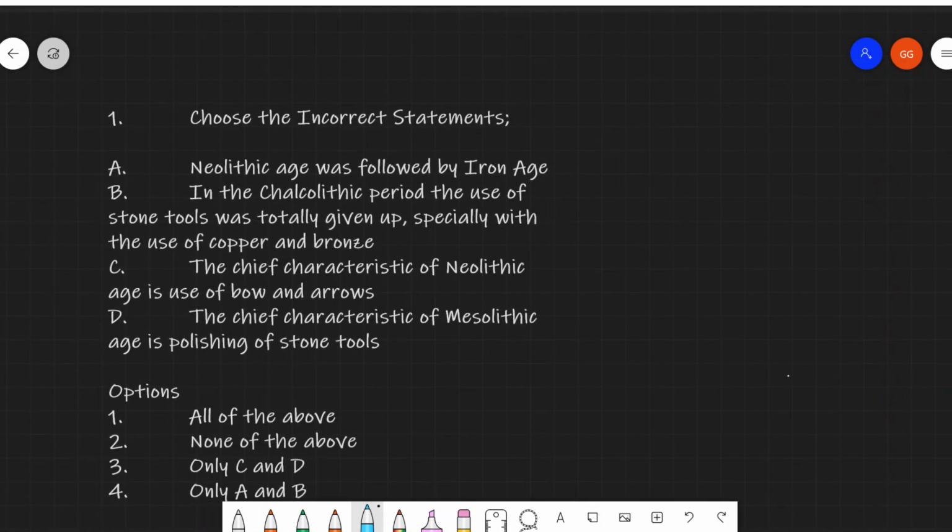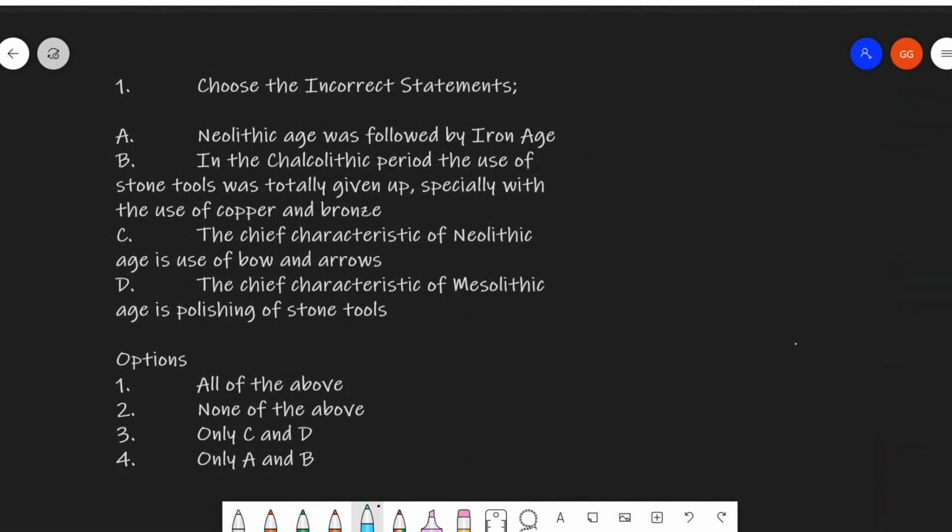choose the incorrect statements. First, Neolithic age was followed by Iron Age. Second, in the Chalcolithic period, the use of stone tools was totally given up, especially with the use of copper and bronze. Third, the chief characteristic of Neolithic age is the use of bow and arrow. And last, the chief characteristic of Mesolithic age is polishing of the tools.